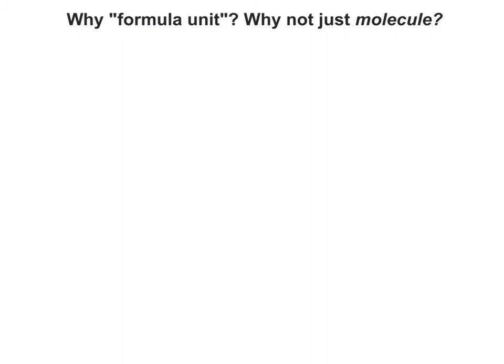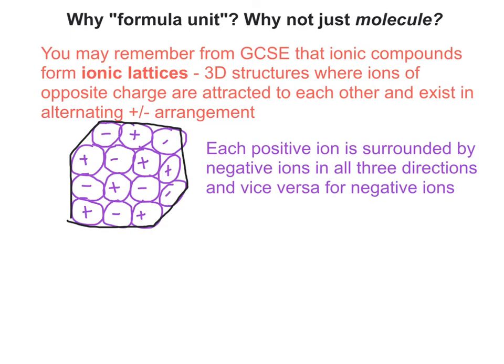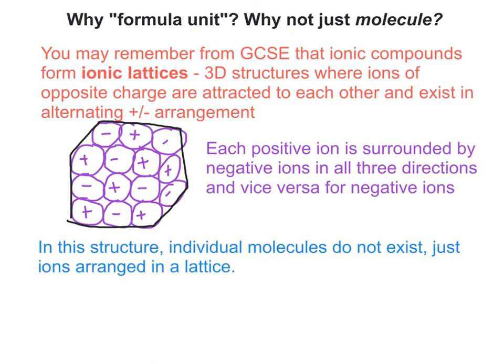So let's pause for a second and clear something up. You may be thinking, why am I talking about formula units and not just molecules? So essentially what you end up with is a 3-dimensional arrangement where positive and negative ions alternate, with each positive ion surrounded by negative ions in all 3 directions, and each negative ion surrounded by positive ions in all 3 directions. So in this structure we don't get individual molecules, we just get ions arranged in a lattice.